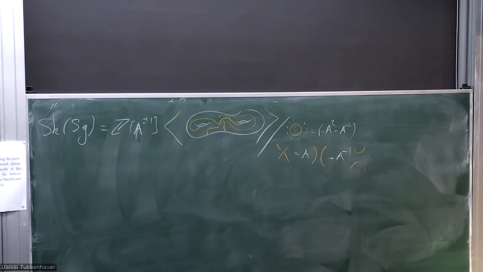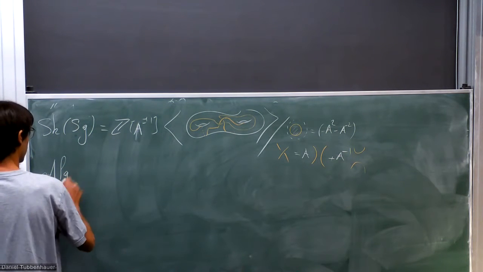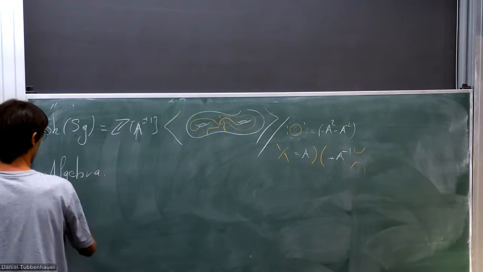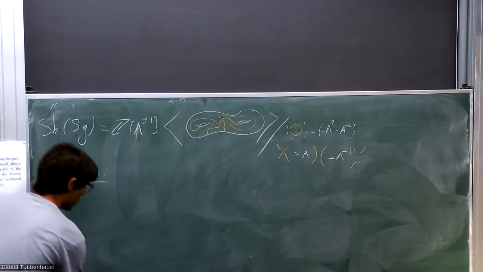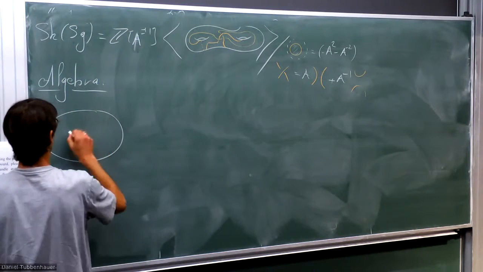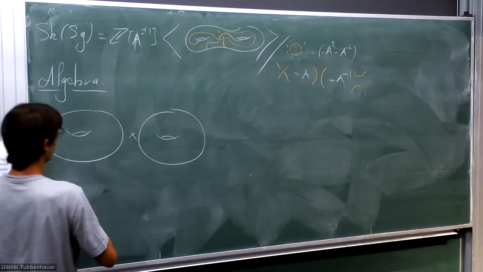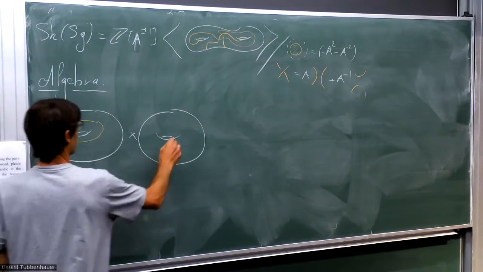All right. So this is for the module structure, but in the case of the algebra, one can define a product. And so the way it goes is, I want to multiply two Skein elements.